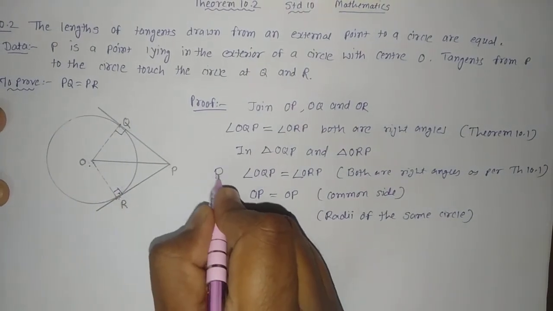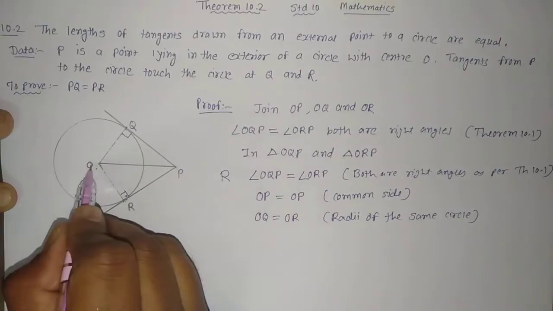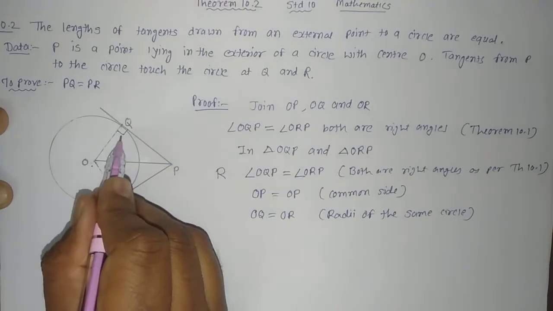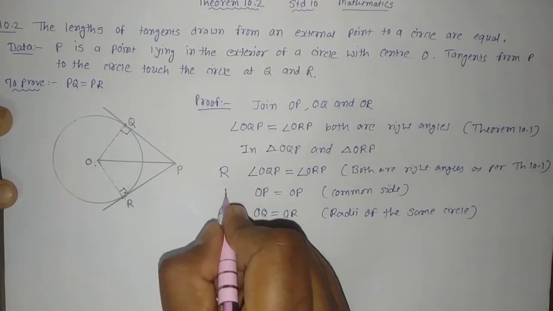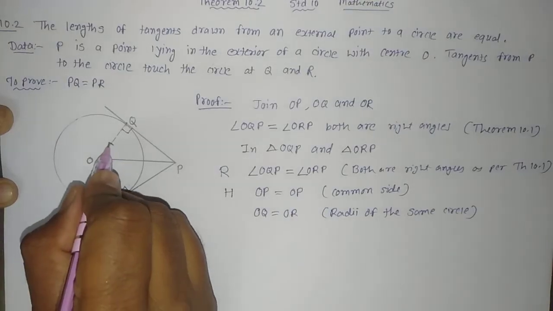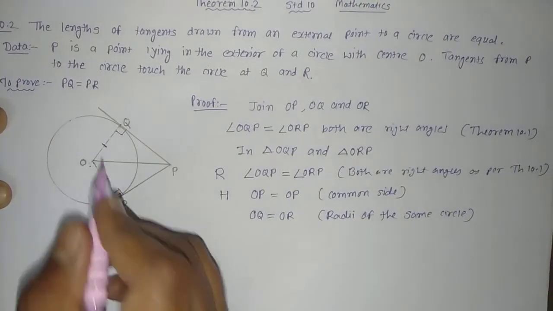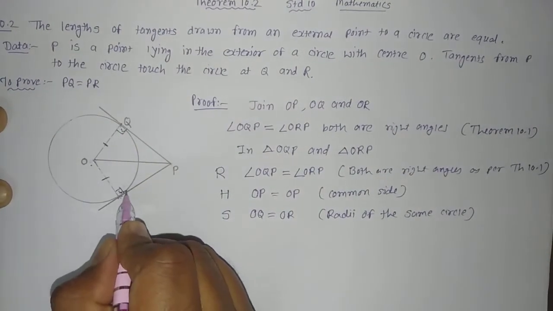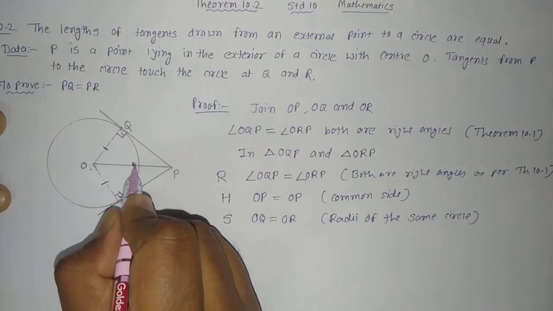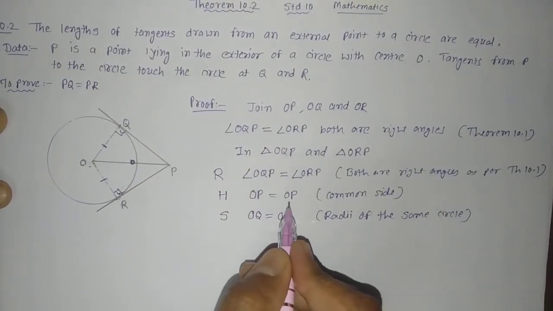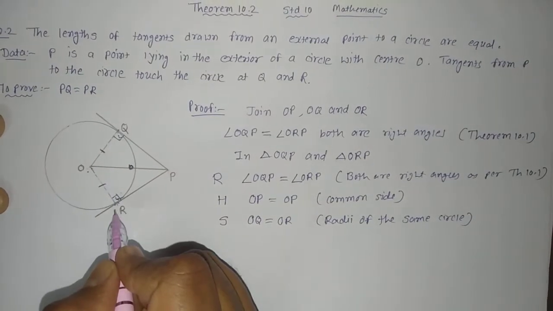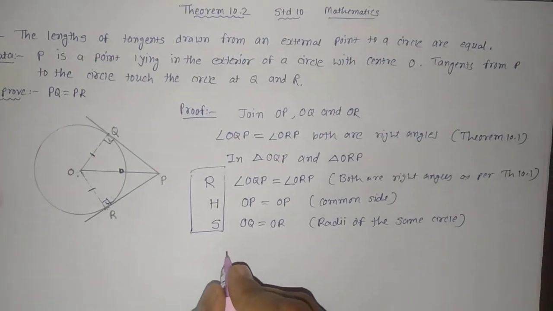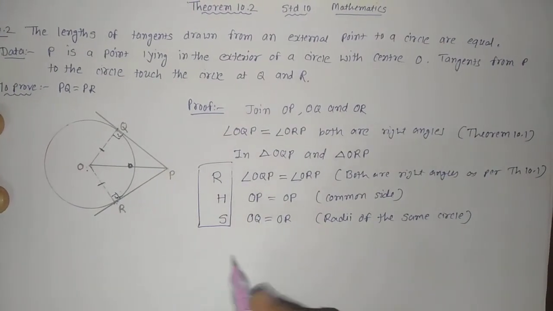So you can see for these triangles, this is a right angle, this is a right angle. So I can say R, right angle; H, OP is the common hypotenuse for both triangles; and S, the other sides, this one and this one, are both radii. So this right angle and this right angle are equal, OP is equal to OP because it is the common side, and OQ is equal to OR, both are radii. So as per RHS, we can say both the triangles are congruent triangles.